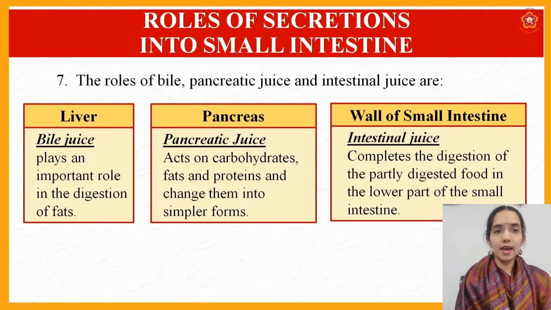So bile helps in the digestion of fats, while pancreatic juice acts on all fats, carbohydrates and proteins. So they help in digesting all these things. And whatever is now this partially digested food, whatever is left for further digestion, the digestion gets completed in the lower part of the small intestine when the intestinal juice is secreted. So intestinal juice completes the process of digestion.